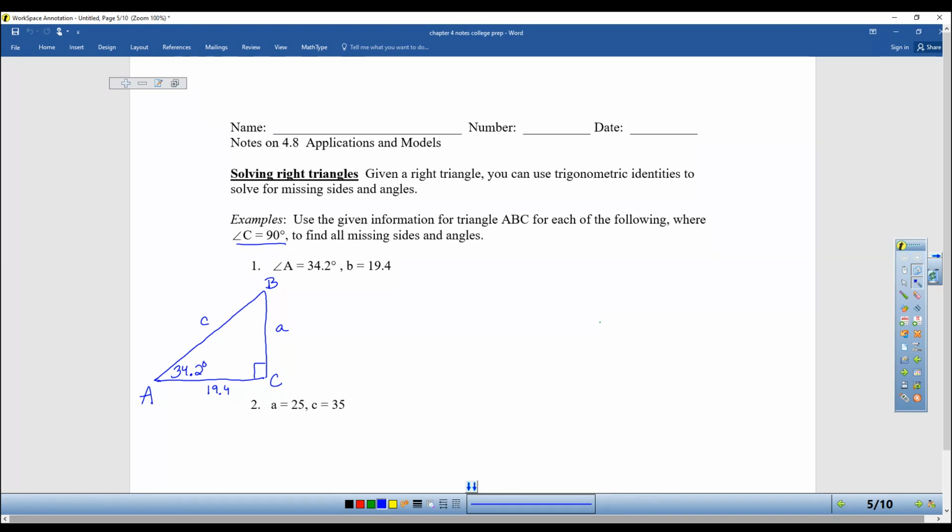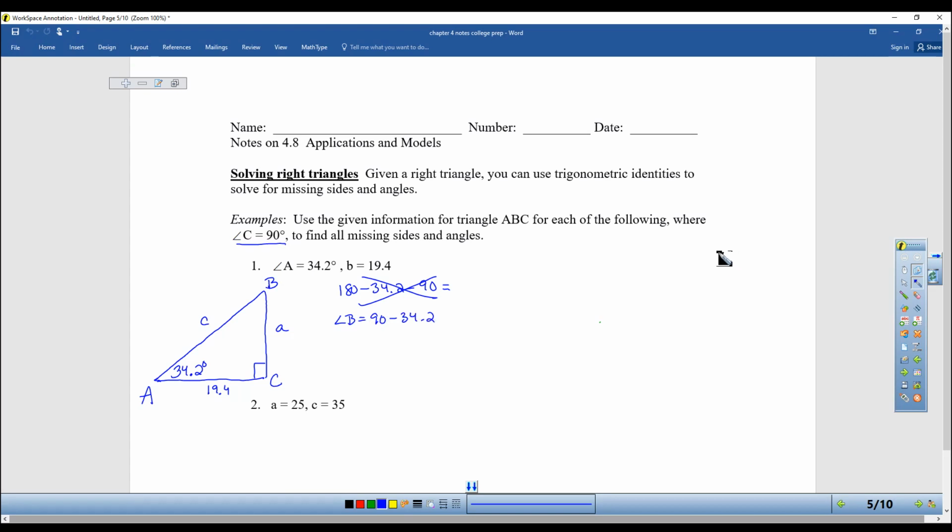So there's a couple different things that you can do to solve these. The first is that if you are missing an angle, then you can just subtract from 90, because you could do 180 minus 34.2 minus 90. Sometimes students do that. But even easier, A and B are always going to add up to 90. They're complementary because the third angle is always 90. So I don't recommend that you do this much work. Instead, angle B is just going to be 90 minus the 34.2.